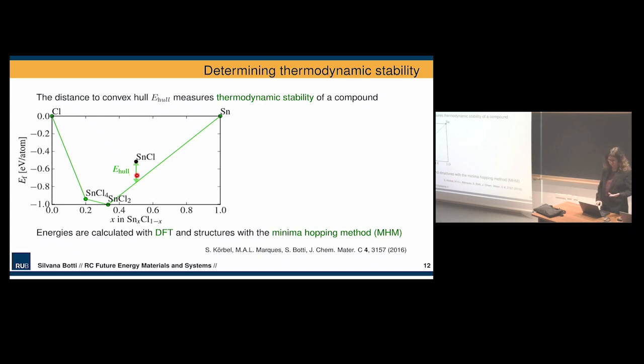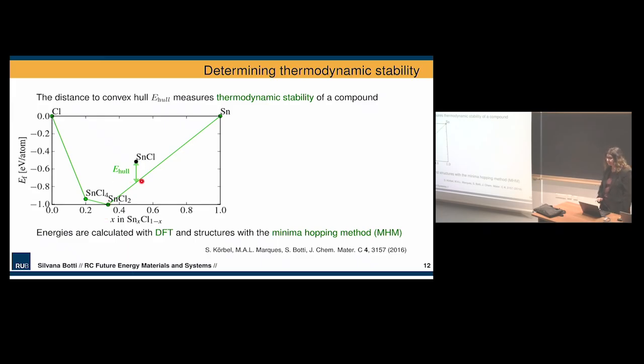But we can say even more. We can measure how unstable it is, measuring this distance to the convex hull, that is this energy distance highlighted here by this arrow. So the larger this E hull is, so the distance to the convex hull, the more unstable the system is. So this will want to decompose in tin and tin chlorine 2, for example.